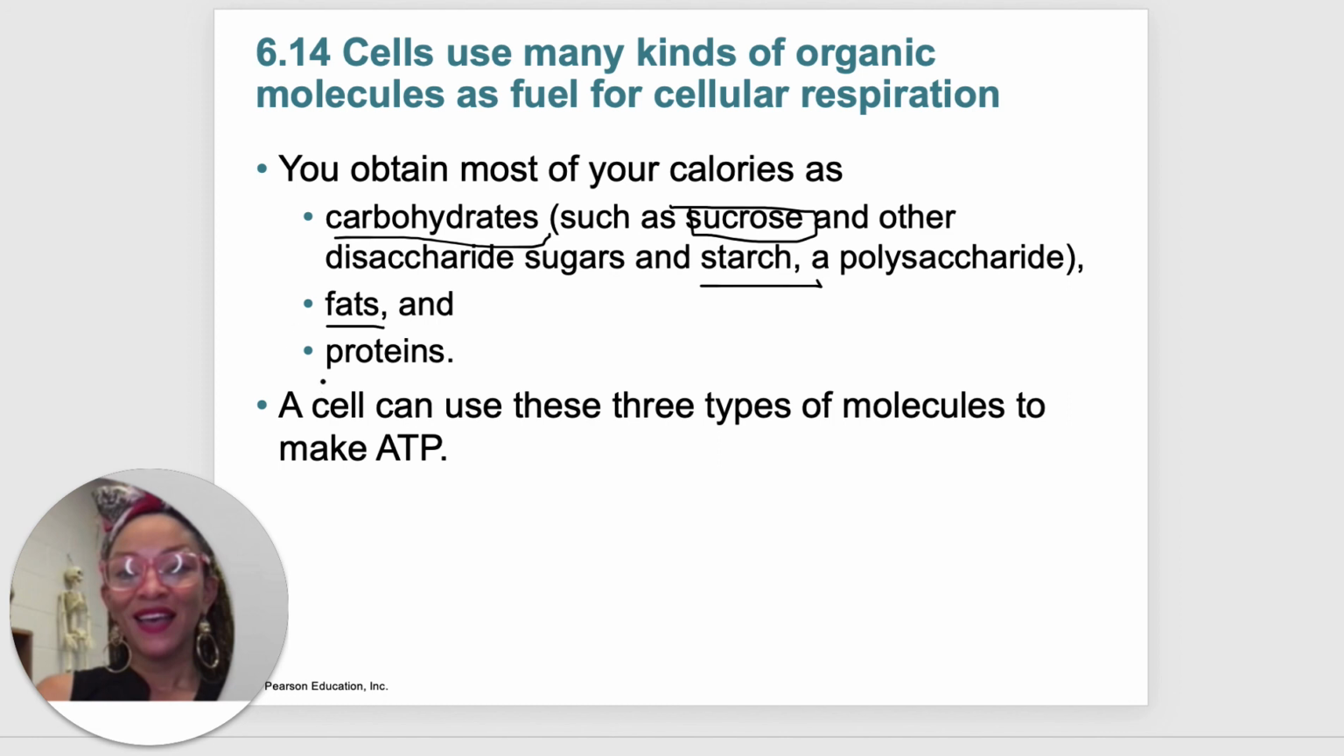And then lastly, proteins. Proteins are major sources. If you do eat meat, it comes from eating animals, right? Or if you don't eat meat, it can come from things like beans and tofu. All of these different types can actually make ATP, not just carbohydrates. We all have that ability.